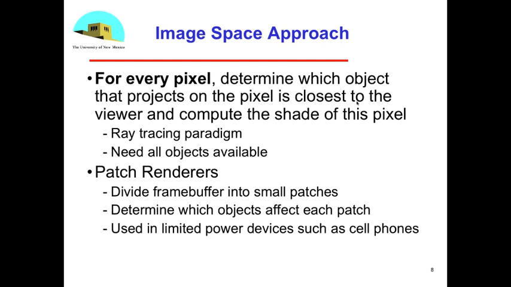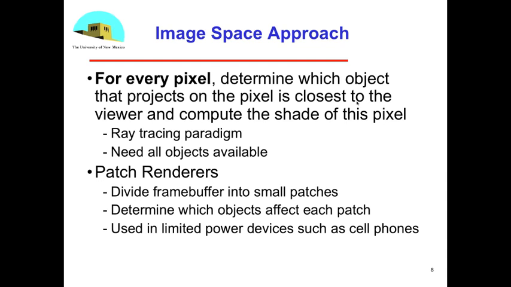Now, the problem with that is obviously you need all the objects available. You don't need the whole frame buffer available because you're doing it pixel by pixel. But having all the objects available is a problem. And also you have this issue that if you're not careful, the complexity of this goes up very, very quickly.